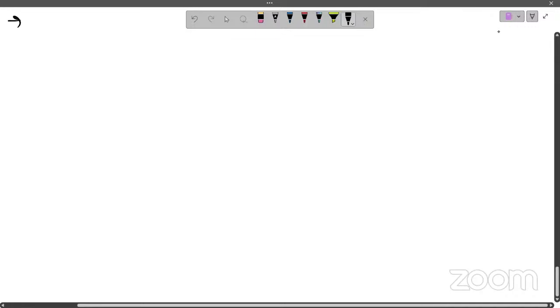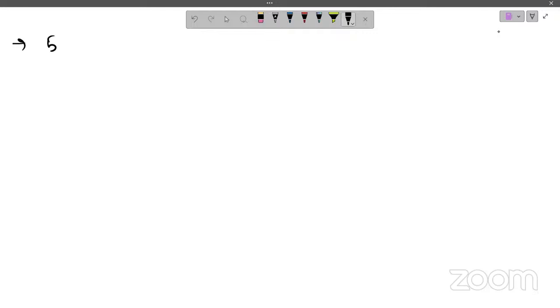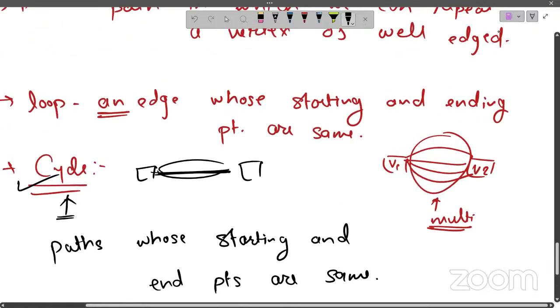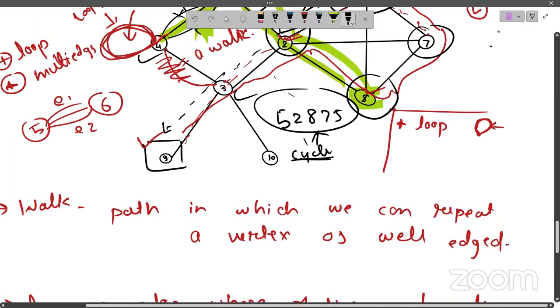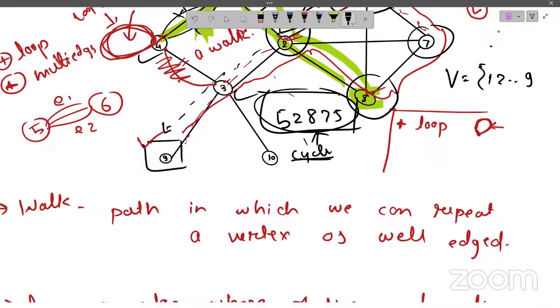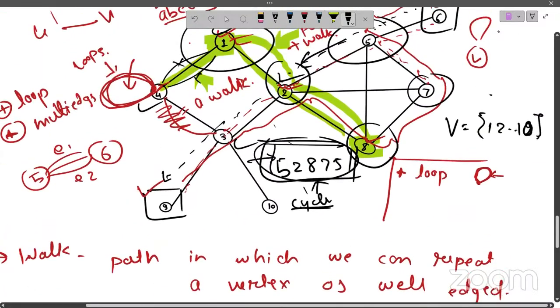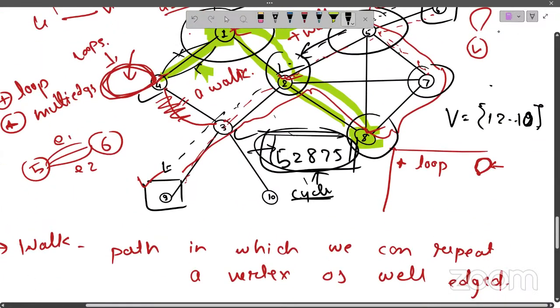So Ma'am, how is the cycle represented mathematically? Basically we just represent the vertices we have traced. For example, I started from 5, then I get this type of sequence. If my vertex set is 1, 2 and so on up to 9 or 10 in this case, then this sequence is called a cycle mathematically. Just list out the vertices you are tracing.